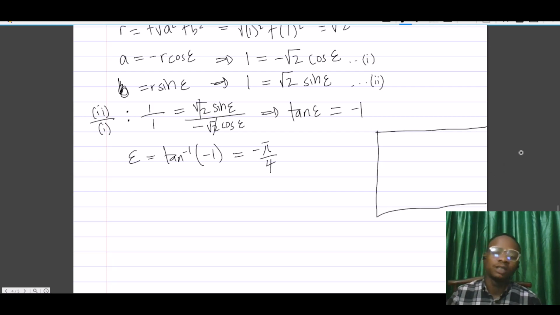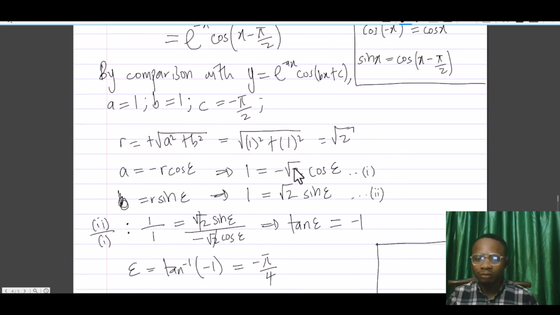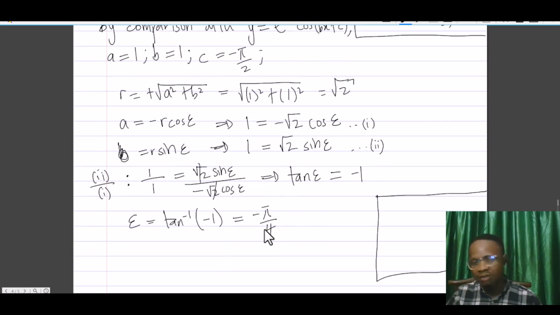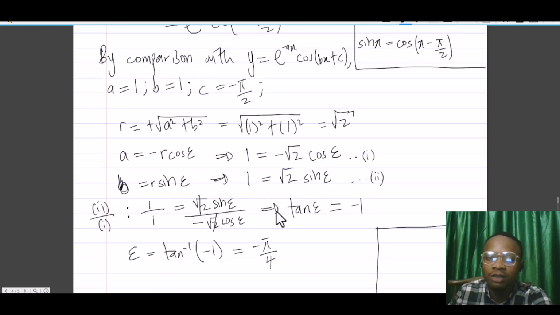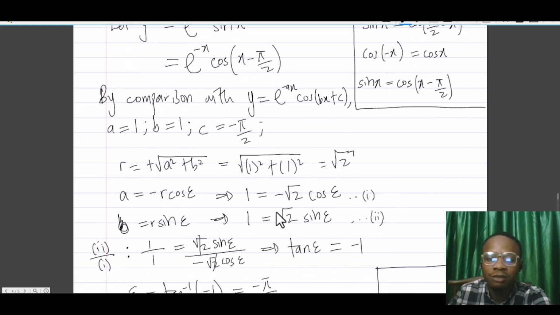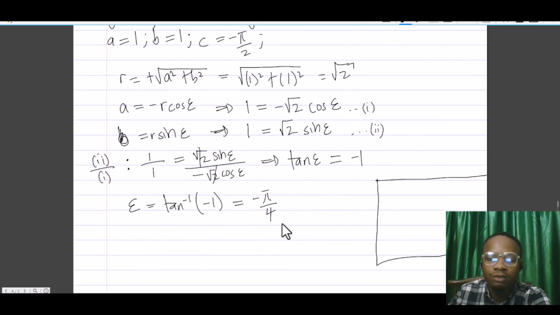So basically, what we are driving at is the fact that we could just leave this the way it is. We could leave it as minus pi over 4. That is fine. We are not given any restriction as to whether epsilon should be positive or negative. So there is ordinarily no need to work further with this.